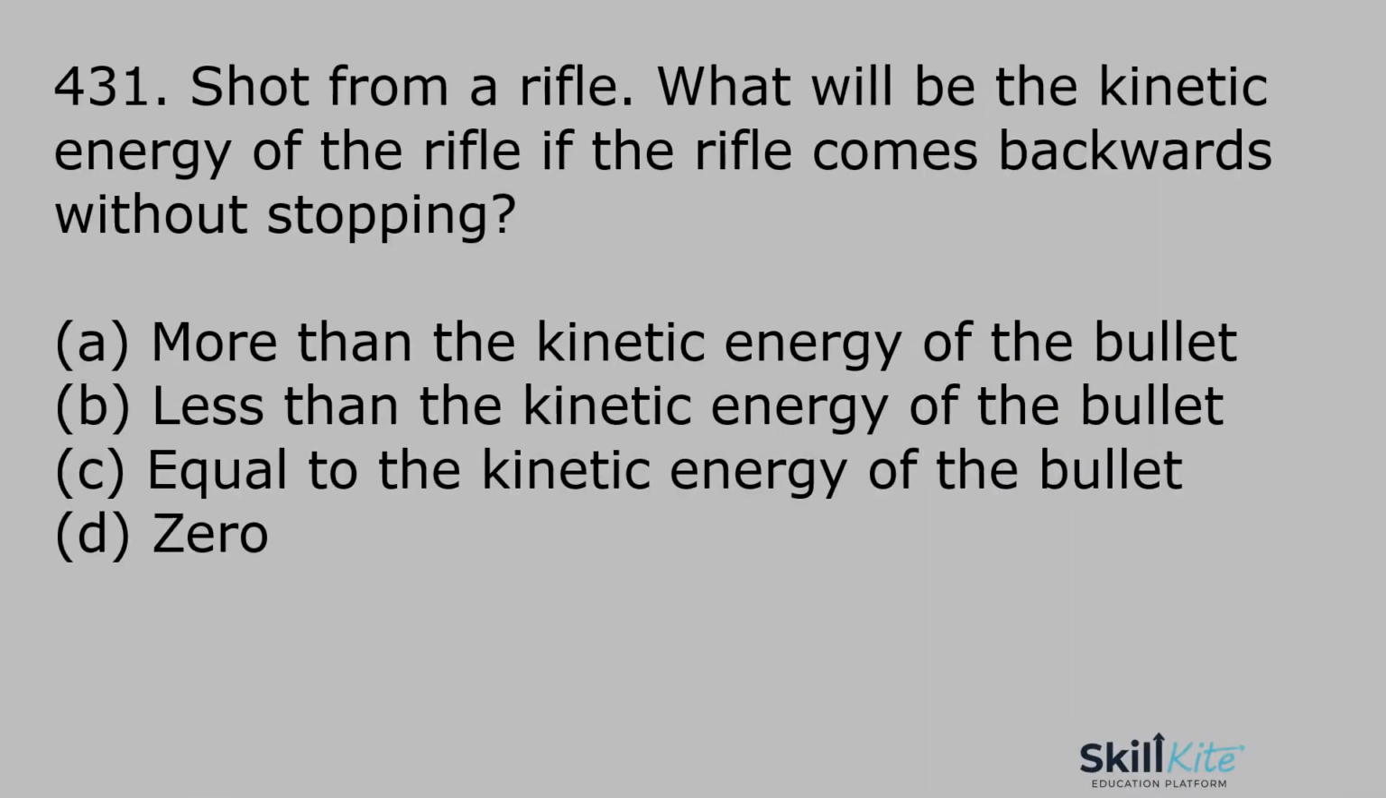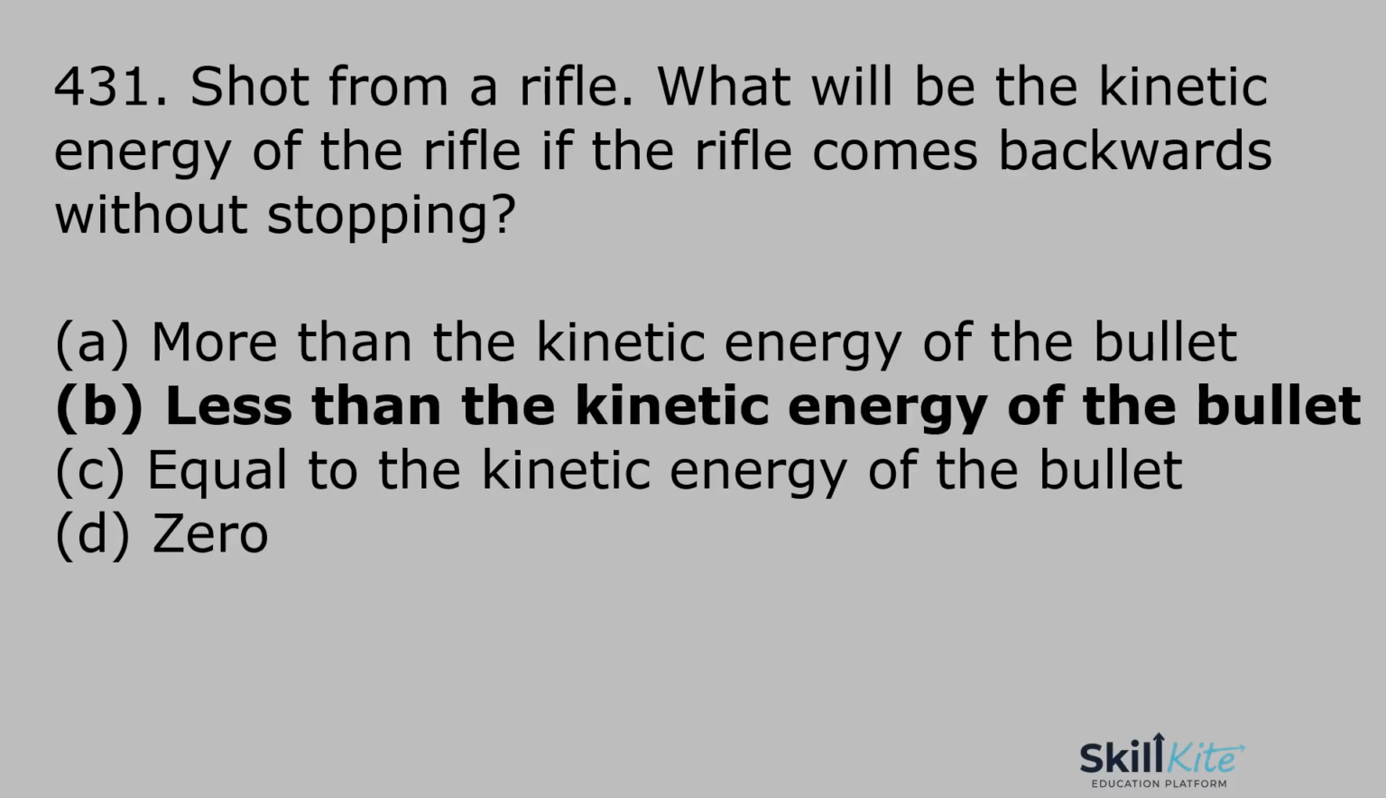Shot from a rifle, what will be the kinetic energy of the rifle if the rifle comes backward without stopping? So according to Newton's third law, when we apply force on a body, it exerts the same force back. It is also called action-reaction force, right? So this is why, if the gun pushes the gunner backwards, then the kinetic energy of the gun will be less than the kinetic energy of the bullet. So option B is the right answer here.